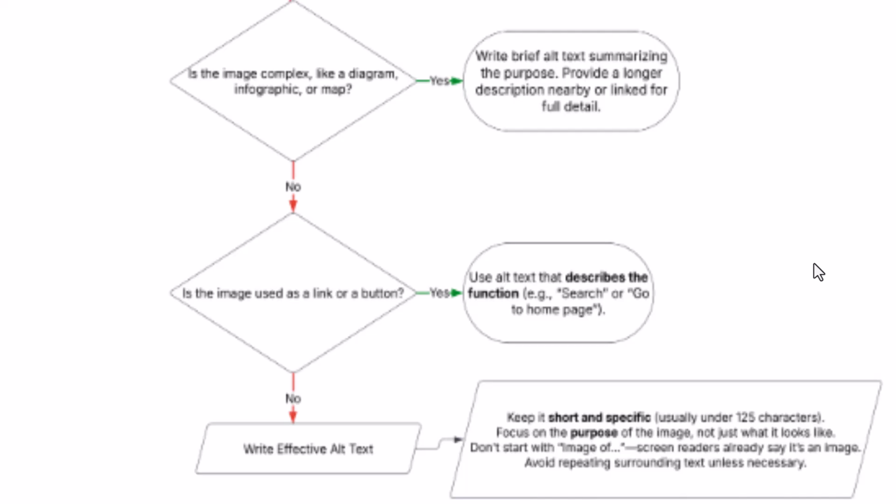And if it doesn't fall into any of those situations, then we just want to make sure we write effective alt text. Again, we want to keep it short and specific. 125 characters is the general rule of thumb, but it's not hard and fast. We just don't want it to be too long-winded. Again, focus on the purpose of the image, not just what it looks like, and avoid repeating surrounding text unless necessary. If it needs a lot of description, that should come in the context of the text itself, not necessarily in the alt text.